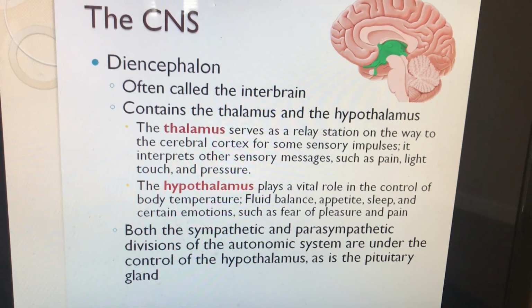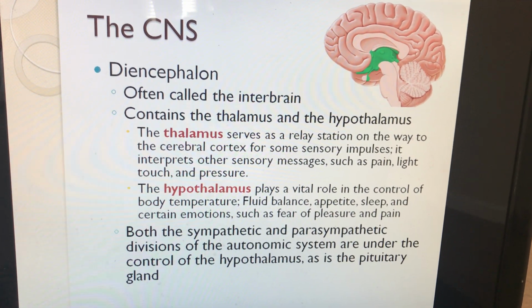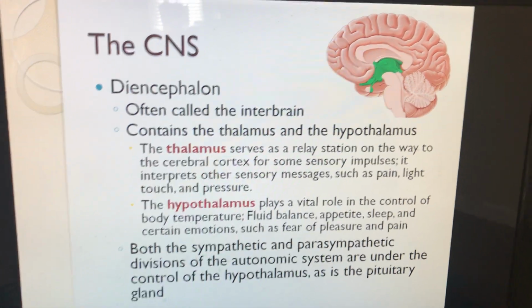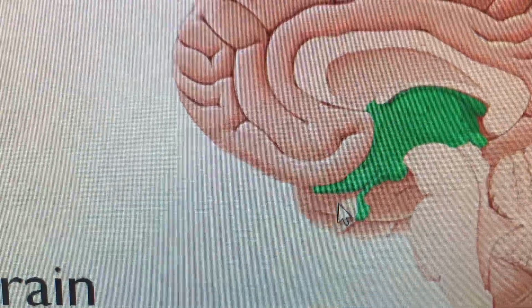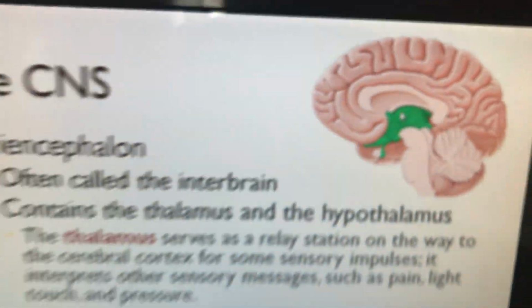Both the sympathetic and parasympathetic divisions of the autonomic system are under the control of the hypothalamus, as is the pituitary gland. So we see that area here, our pituitary gland. We have our hypothalamus and the thalamus.